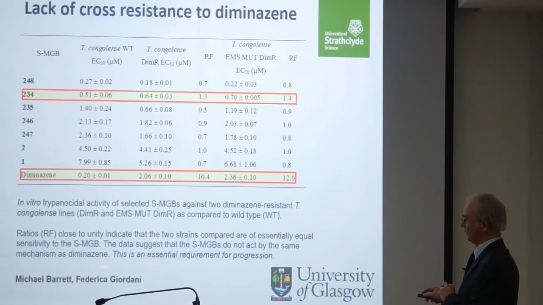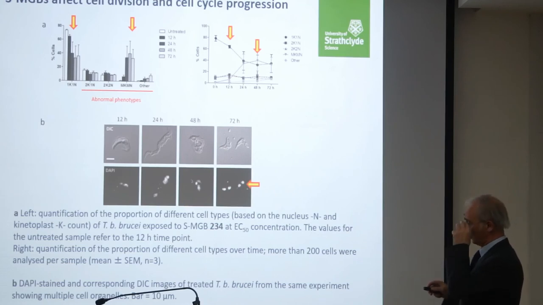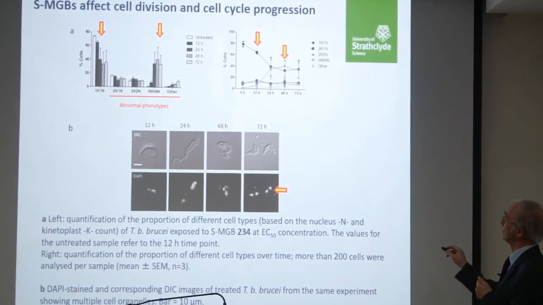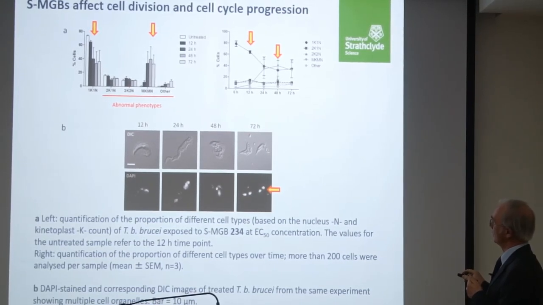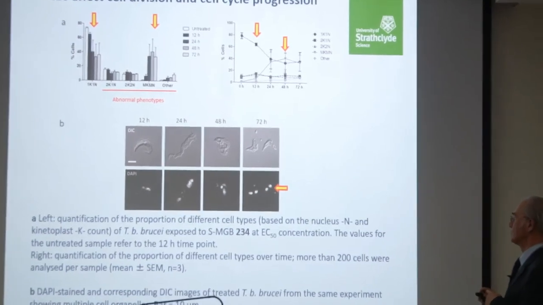And this work has been done largely by Federica Giordani in Michael Barrett's laboratory at the University of Glasgow. Well, what do they do? The evidence that Federica has come up with suggests that the pathology after the compounds have been taken on concerns the transformation between the normal cell type, which is one kinetoplast, a DNA-containing organelle, and one nucleus, into cells that have multiple kinetoplasts and multiple nuclei. You can see those plotted out as a time course there, and I've indicated the same places with the arrows. And you can see the images from which these data were produced, some of them down here. Here's the 72-hour point where you can see cells with two nuclei and a number of kinetoplasts present.